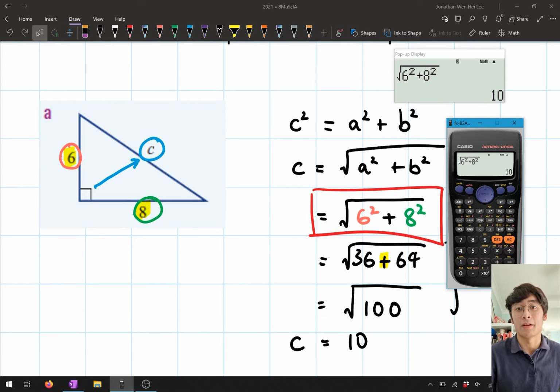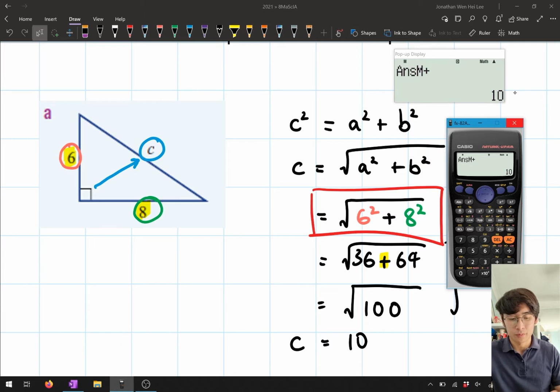So that's how we use Pythagoras' theorem to help me find missing sides. What I need to do is square my two shorter sides, add them together, and then take the square root. So square the two shorter sides, add them together, and then take the square root. Let's have a look at the next example.